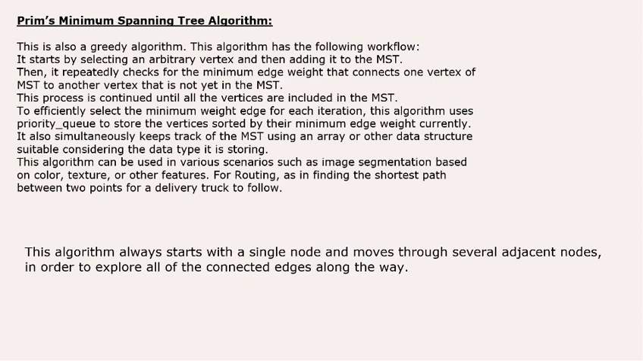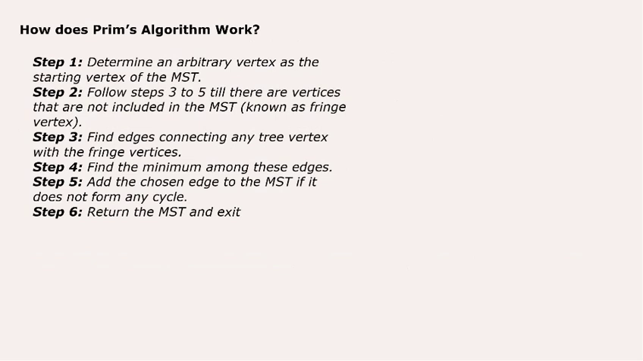These are the steps to be followed for Prim's minimum spanning tree algorithm. Basically, this algorithm starts with a single node, moves through several adjacent nodes. It has to visit all the nodes and explore the connected edges along the way. There are 6 steps. We take an arbitrary vertex as the starting vertex of the MST. The same has to be followed for steps 2 to 5 till there are vertices that are not included in the MST.